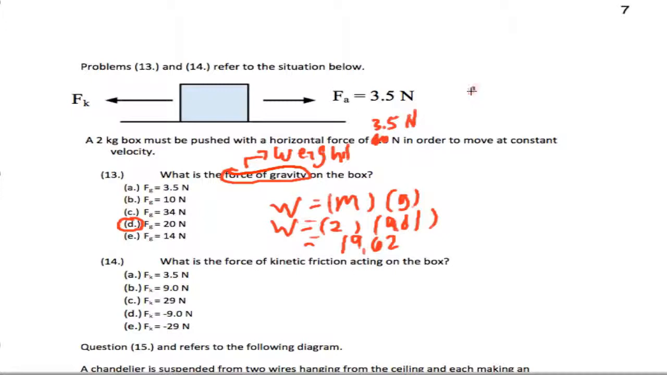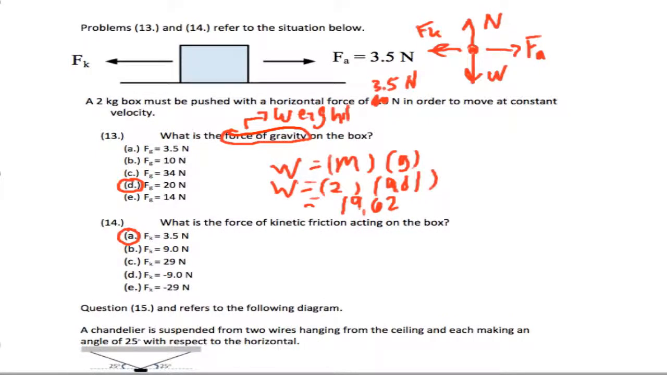By the way, just to make this clear, this is what the free body diagram of this object should look like. And so when we ask what is the force of kinetic friction acting on the box, we have Fa going to the right, Fk going to the left. Those need to balance, so that should be 3.5 newtons as well.